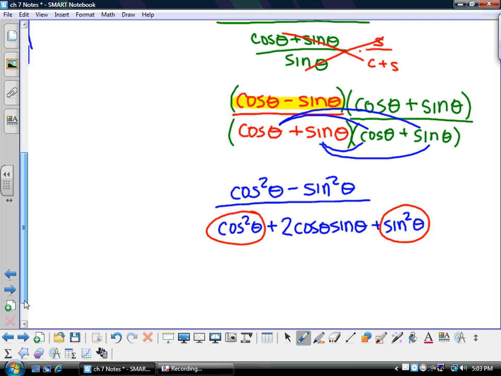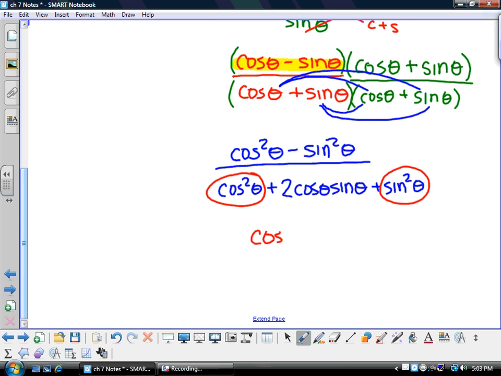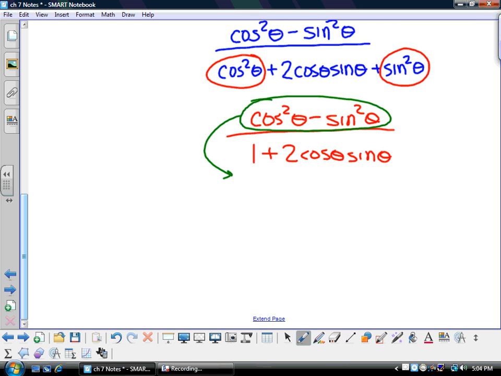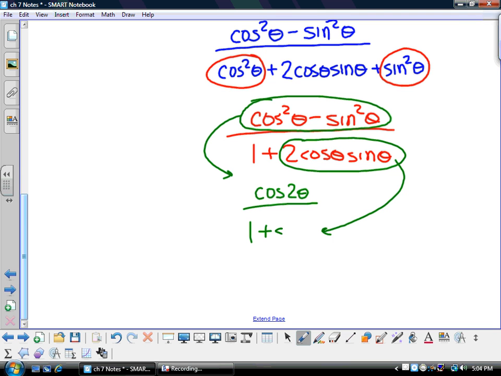So this is good. We've got cosine squared theta minus sine squared theta over 1 plus 2 cosine theta sine theta. Then we'll use our double angle formulas and say, okay, we know that that top part is the formula, and that's what cosine 2 theta equals. And on the bottom, we'll use the other formula and say, okay, we know that's what the sine of 2 theta equals, and now we're set.